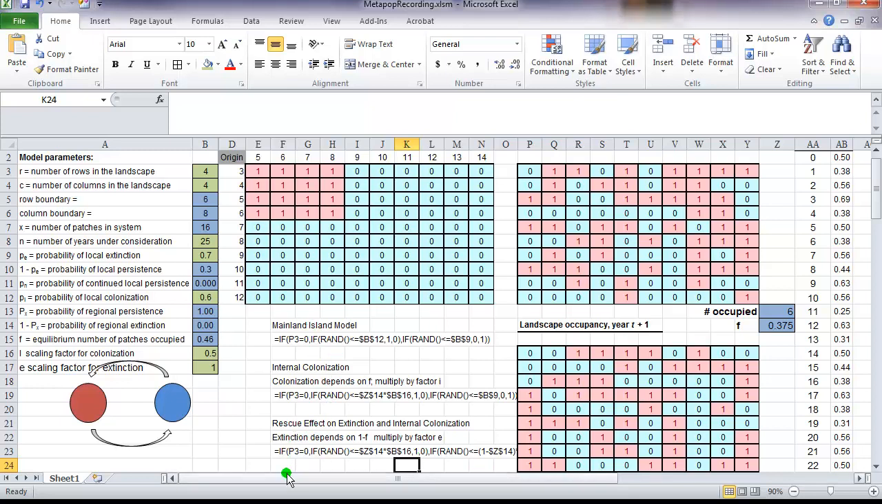Of course, you can just do rescue effect and the mainland island model for colonization and mix and match these different clauses. I hope this gives you enough of an idea, though, of how you would change your generating equations, your main model equations, to reflect different assumptions about how colonization occurs and how local extinction occurs. And as Jed has said many times, you'd want to think hard about the species you're studying and try to choose a model that best reflects the system that you're interested in.